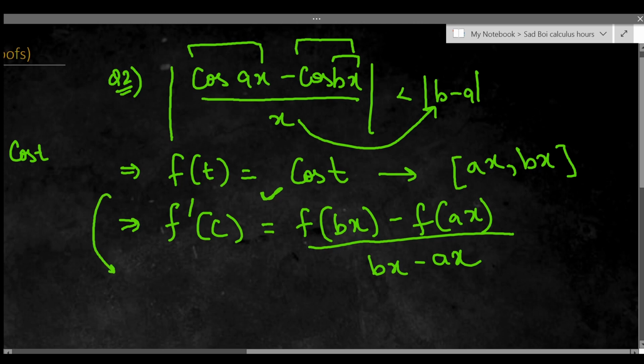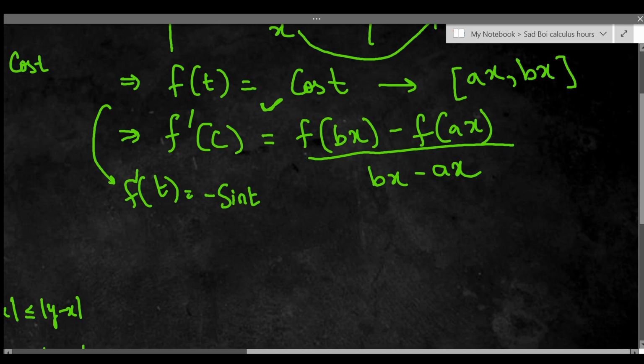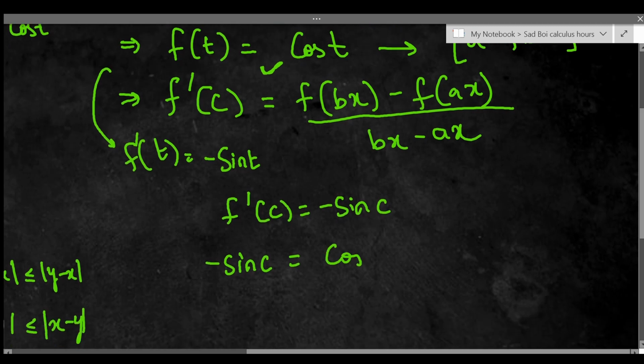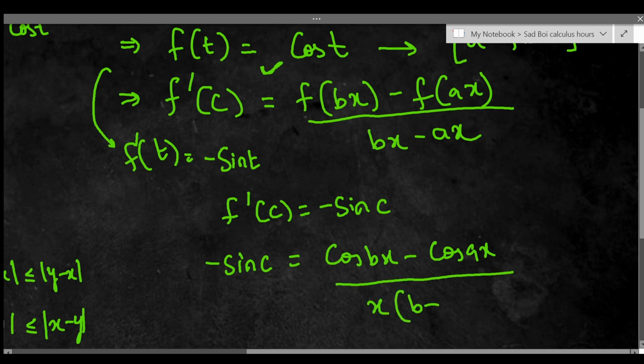So we have f of t as cos t, so we know that f bar of t will be equal to negative sine t, because the derivative of cos x is equal to negative sine x. Now we're going to substitute c in place of t, and we're going to say this is equal to negative sine c. Now what happens is negative sine c equals f of bx, that is cos of bx minus cos of ax, divided by x times b minus a.